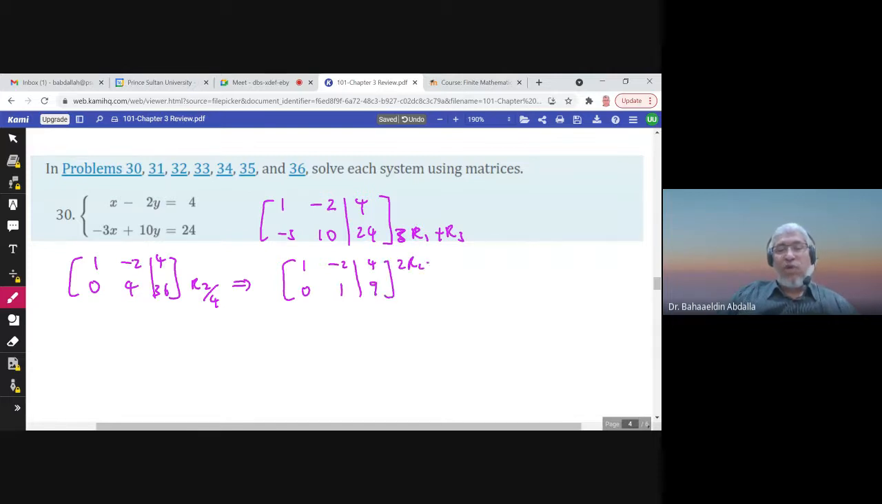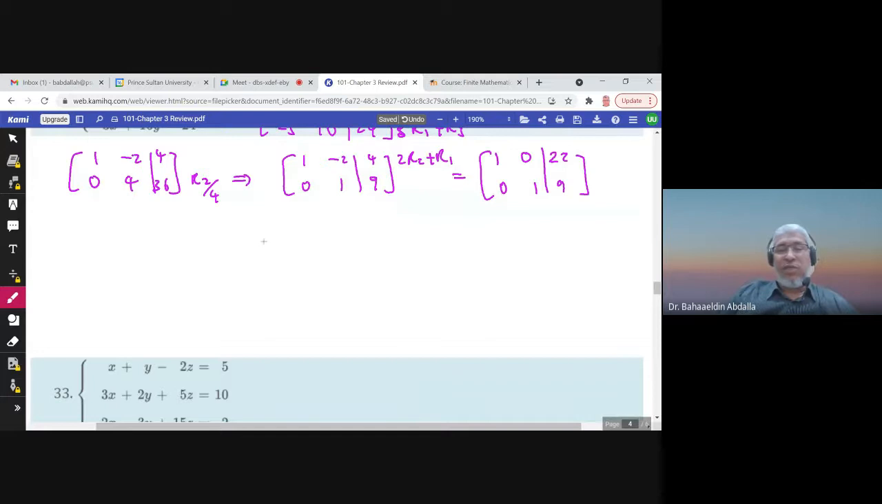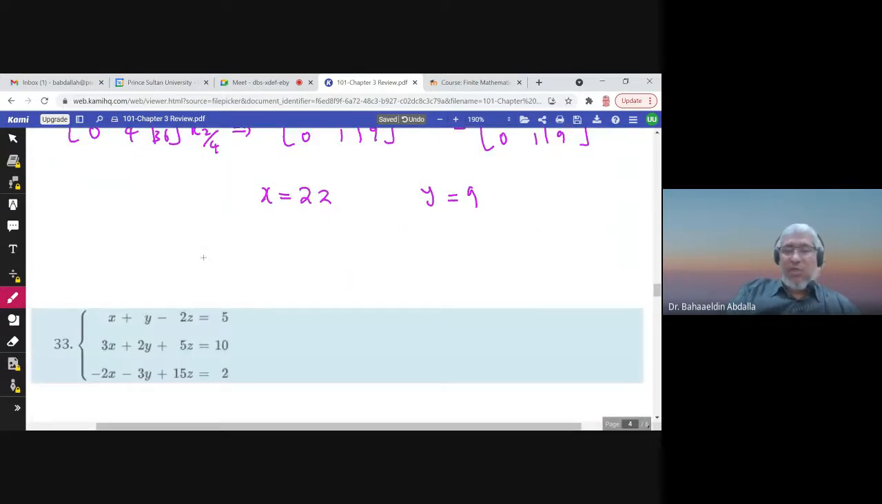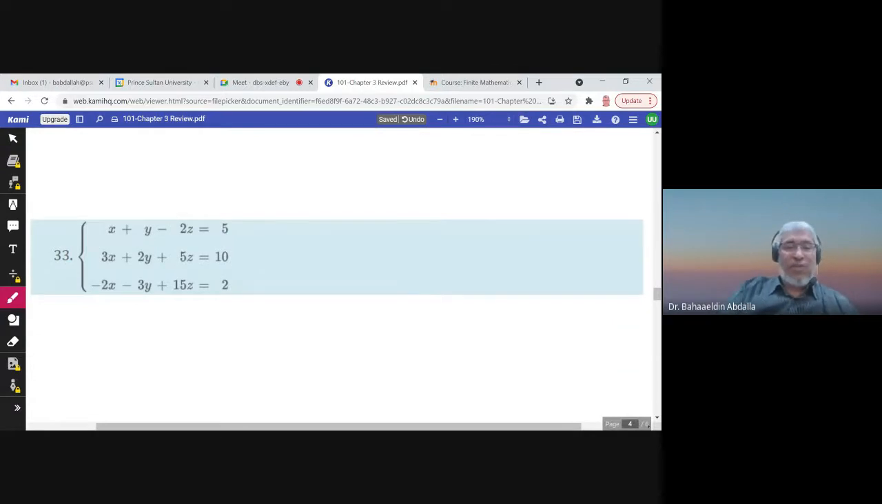1, and 36 divided by 4 is 9. Now 2R2 plus R1. This would be the last step. So 2 minus 2 is 0. 2 times 9 is 18 plus 4. That's 22. So x is 22 and y is 9. And that's the answer. And you can check it immediately. 9, 22 minus 18 is 4. And it's easy to check in the two equations.